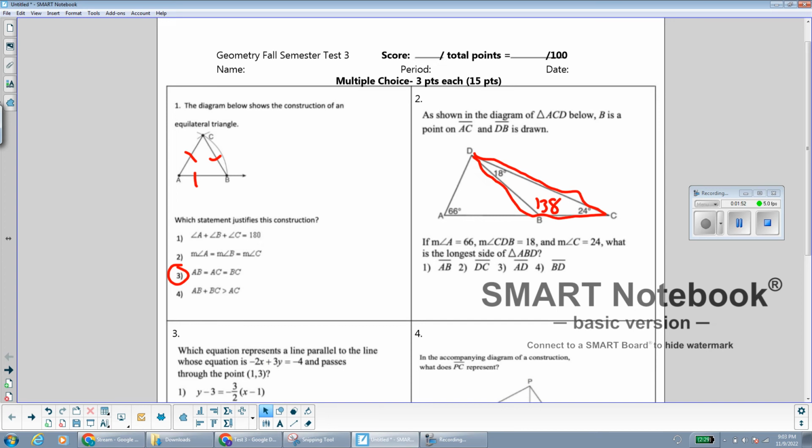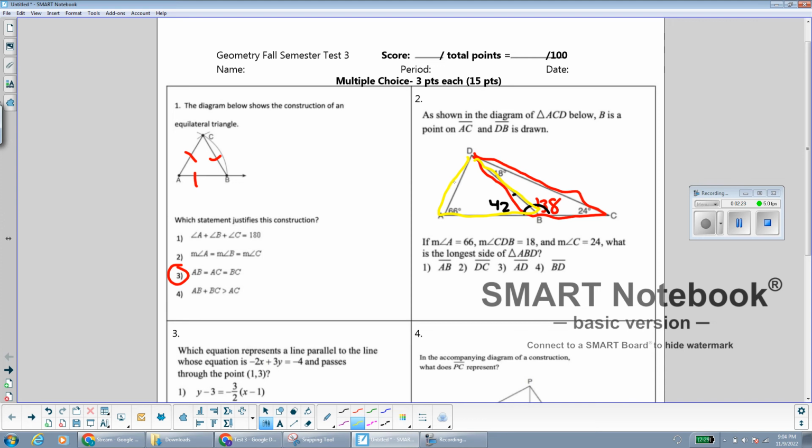138 degrees. Since this angle and the one next to it are supplementary, they form a linear pair. Together they make a straight angle. We can do 180 minus 138 to get the measurement of this angle, which is 42 degrees. Now, in this triangle over here, we have two angles. We have 66 degrees and 42 degrees.